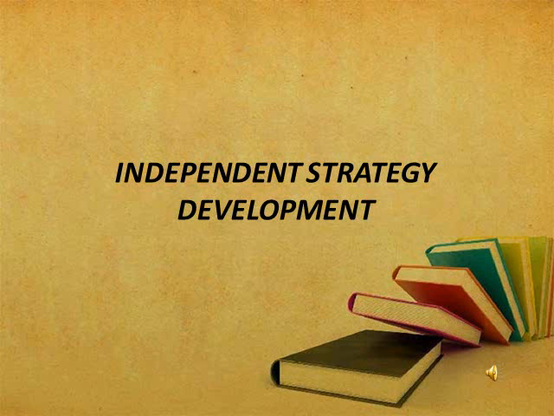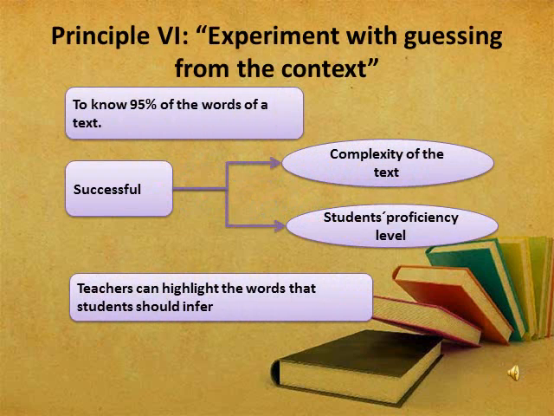For the independent strategy development approach, we have: experiment with guessing from the context. In order to guess from the context, students need to know at least 95% of the words of a text. Although this strategy might be time-consuming, it's a great help for vocabulary learning.